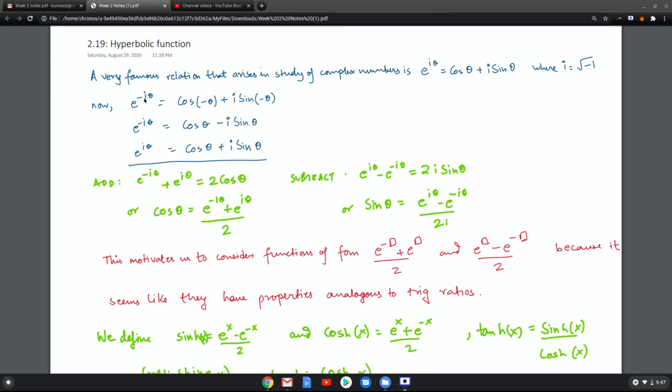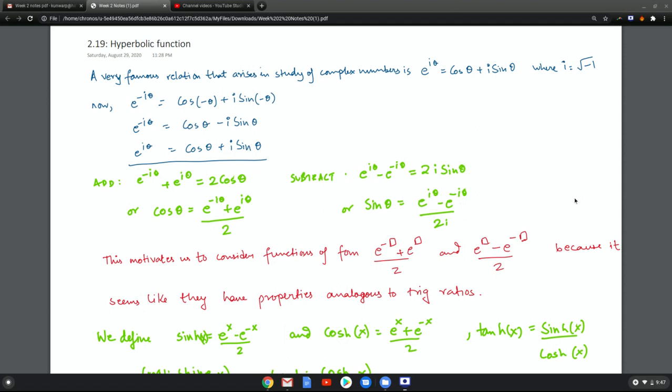If I were to find e to the negative i theta, that would be cosine negative theta plus i sine negative theta, giving me cosine theta minus i sine theta. And then I also have e to the i theta is cosine theta plus i sine theta. If I add these up, the sine theta part gets cancelled and I end up with cosine theta equals e to the negative i theta plus e to the i theta over 2. Similarly, if I subtract, the cosine part gets cancelled and I'm left with sine theta equals e to the i theta minus e to the negative i theta over 2i.